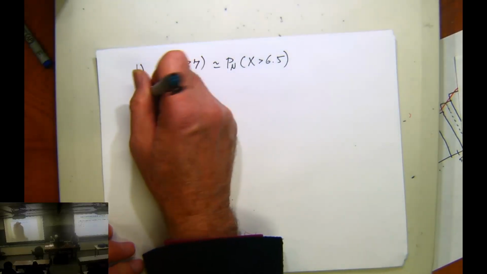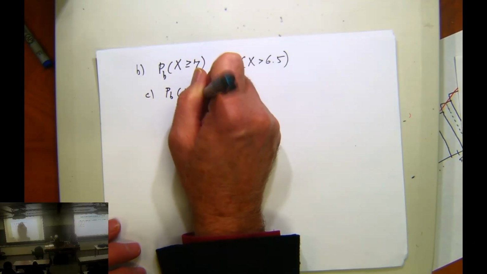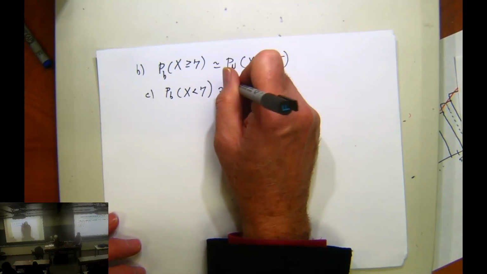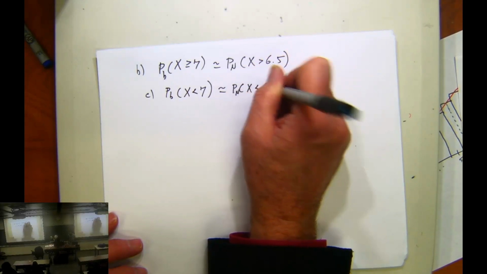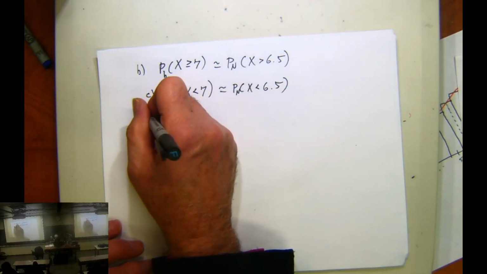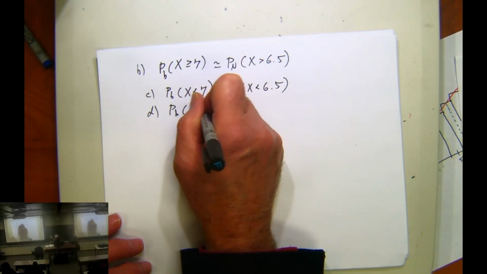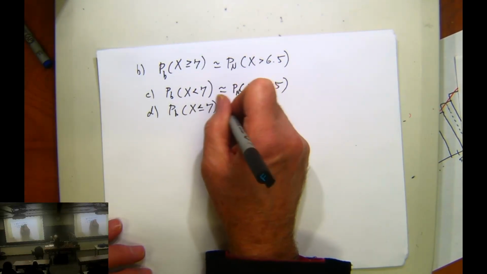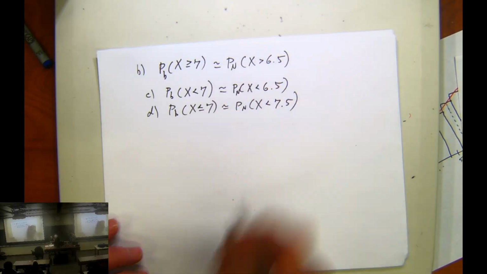Let's do the probability x is less than 7. Less than 7, do I want to include the 7 bar? No, I don't want to include the 7 bar. So I have to go down to 6.5 to exclude the 7 bar. But if I wanted x is less than or equal to 7, I want to include the 7 bar, so I have to go up to 7.5.